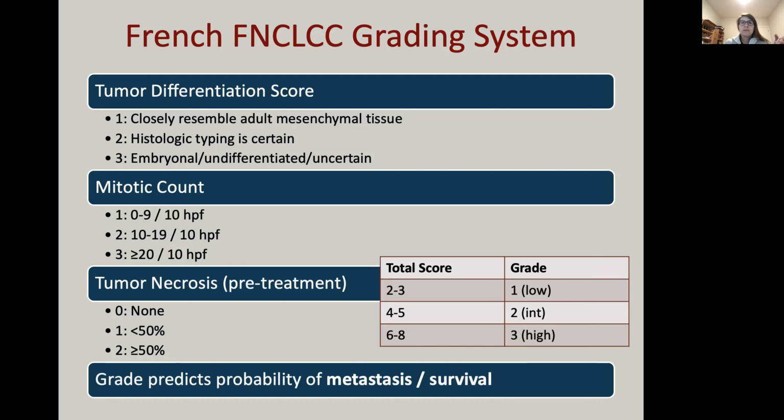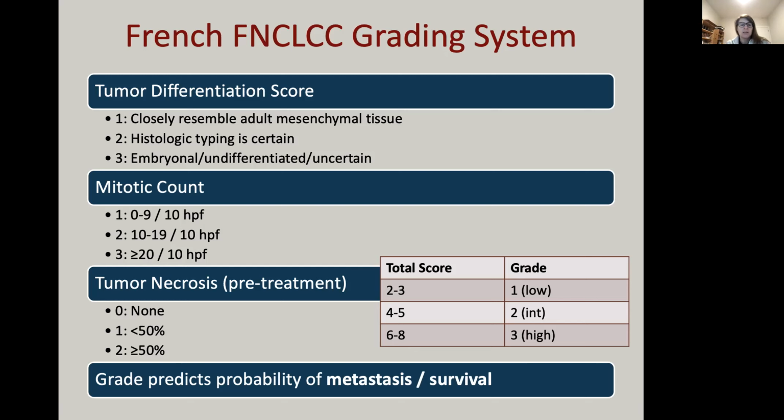One is the tumor differentiation score, meaning does this tissue resemble adult mesenchymal tissue? Can I look at it and say, oh yeah, that's smooth muscle differentiation? Two is a little bit less certain. Histologic typing is certain, maybe based on immunostains and morphology, but it's not a slam dunk on H&E. And three is just embryonal, undifferentiated, or uncertain, right? So how differentiated is this tumor?